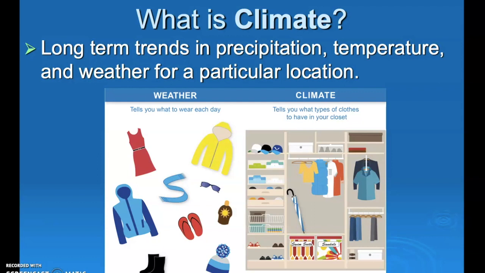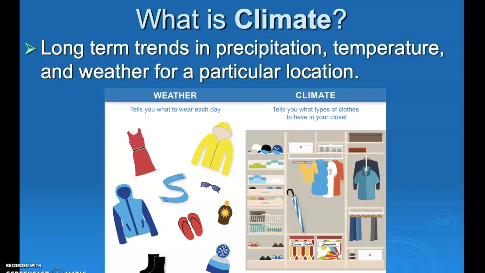If you were to go to another region of the United States that has a totally different climate, like the Southwest region, you wouldn't need a lot of those types of clothes. You would just need warm weather clothes like shorts and t-shirts, and you wouldn't need any of that winter gear or any rain gear as well.